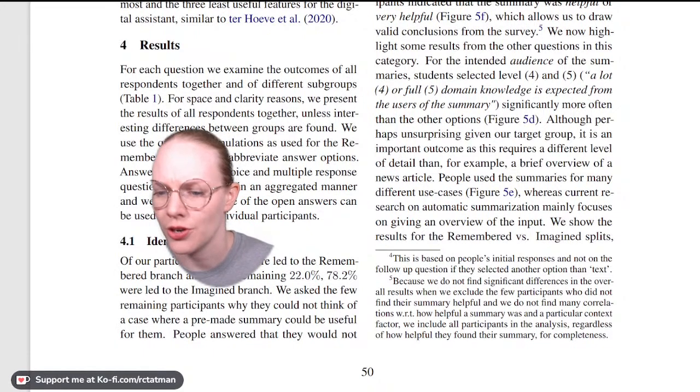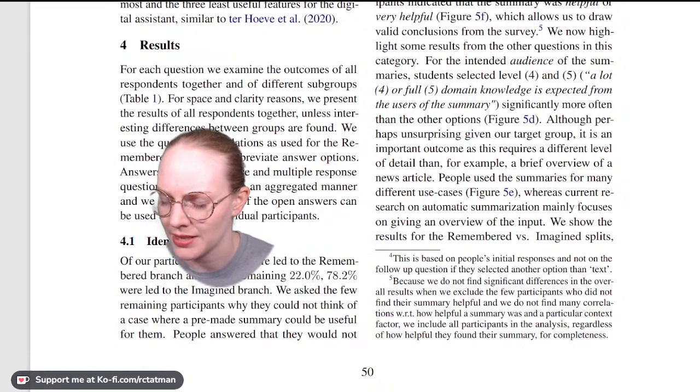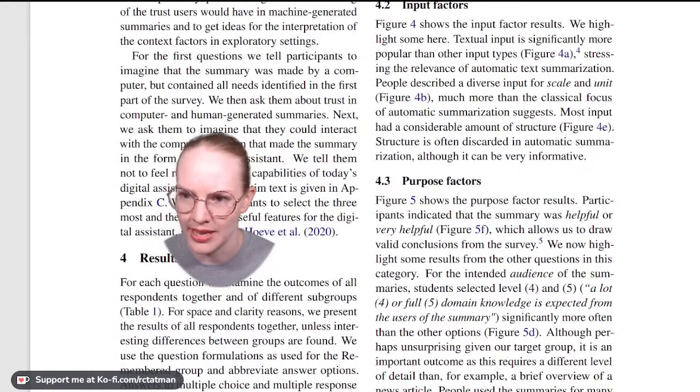And just where was footnote 4? This is based on people's initial responses and not on the follow-up question they selected, if they selected another option than text.